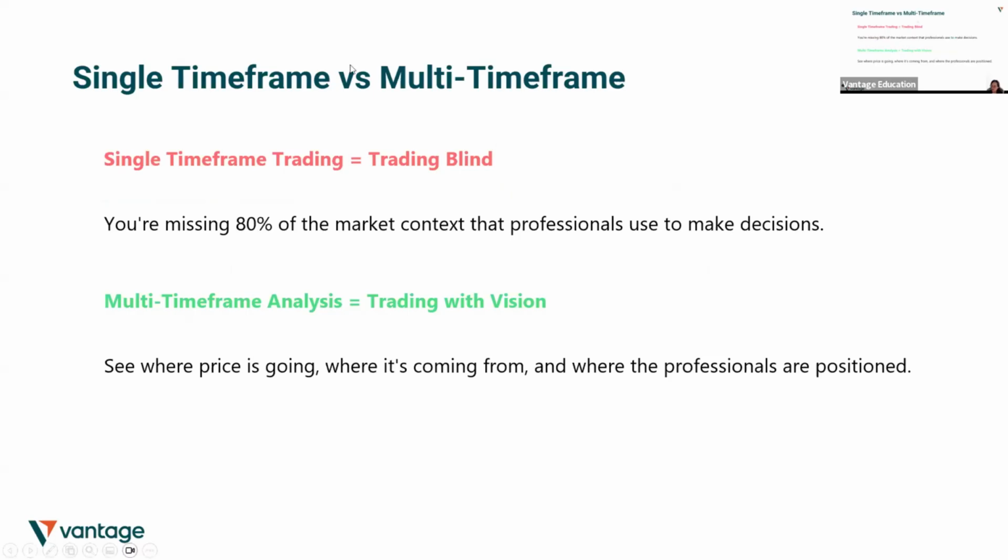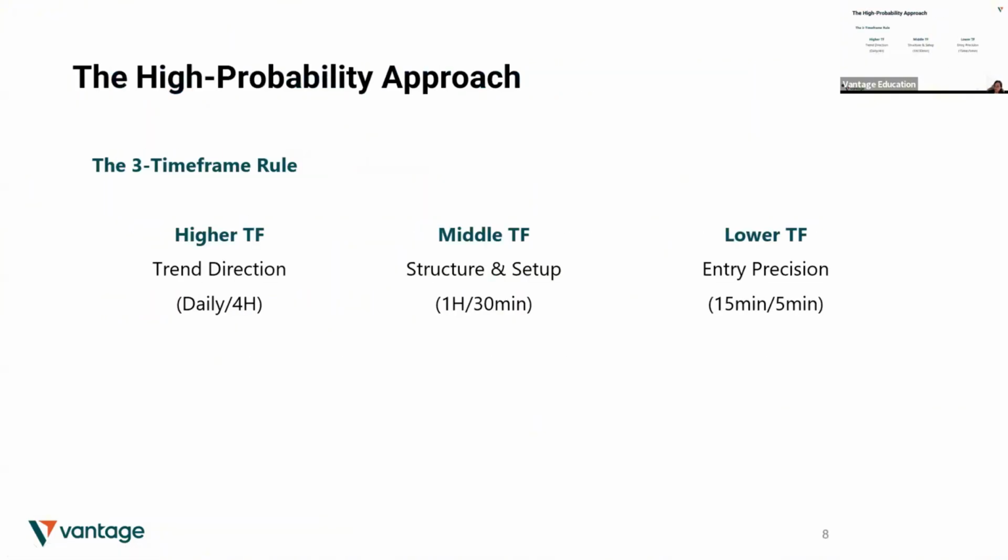Single time frame versus multi time frame. Single time frame trading is equal to trading blind. What does that mean? You are missing 80% of the market context that professionals use to make decisions. Multi-time frame analysis is equal to trading with vision. You see where price is going, where it's coming from, and where the professionals are positioned. So this is the high probability approach.